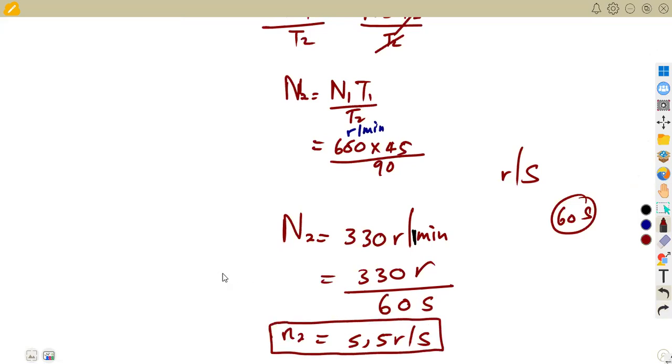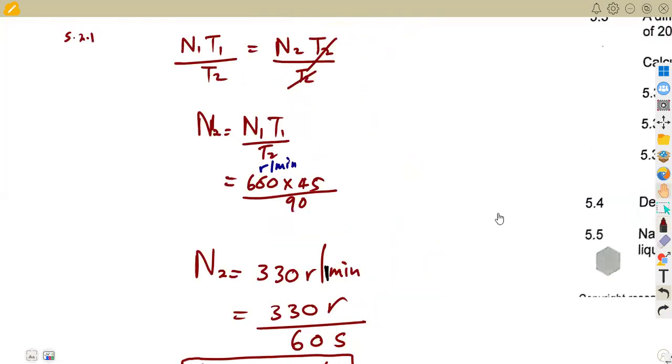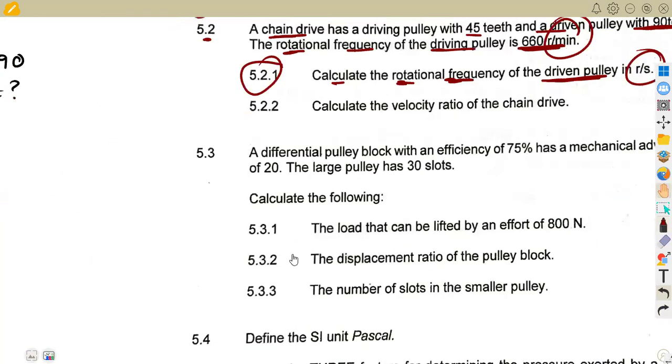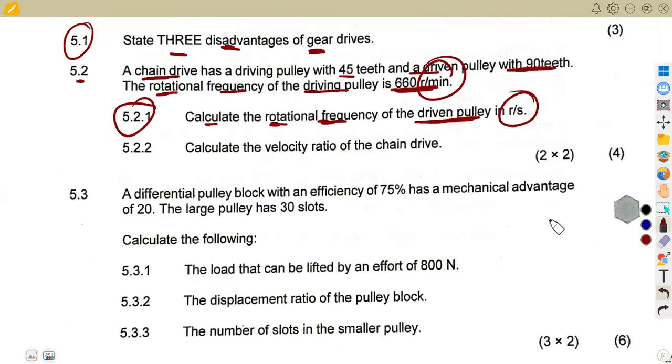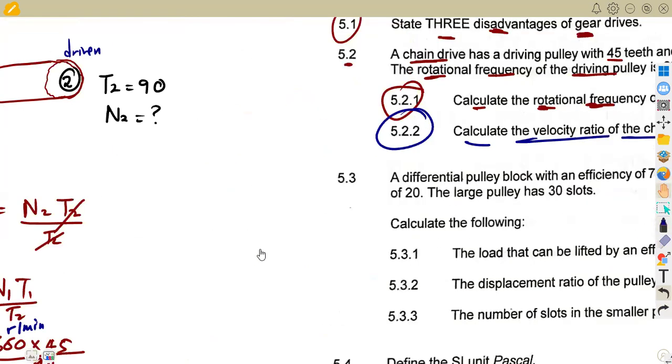That is how we could have calculated this speed. Just like that, okay? Know your conversions also. Be careful, knowing that a minute is equivalent to 60 seconds. I think that we are used to that by this time. All right, then 5.22: to calculate the velocity ratio of the chain drive. We need the velocity ratio according to what we are given.